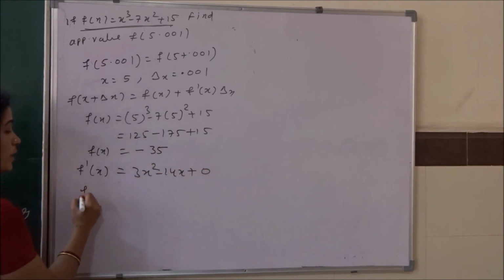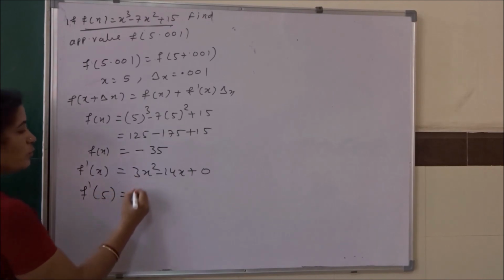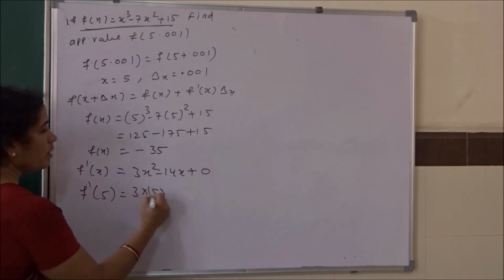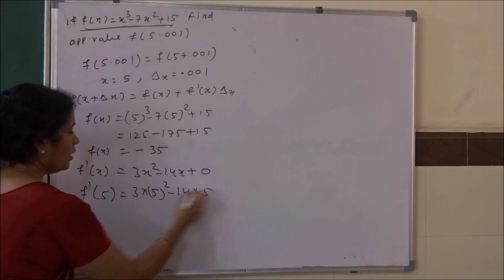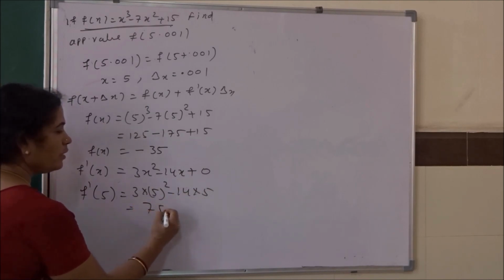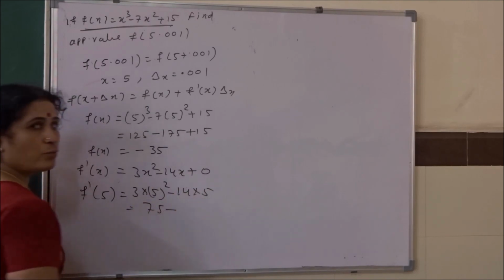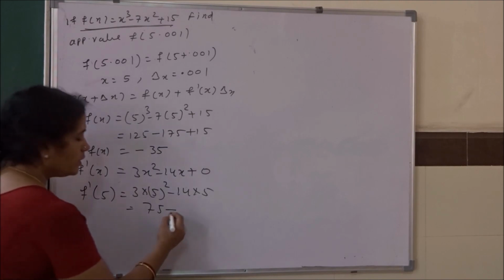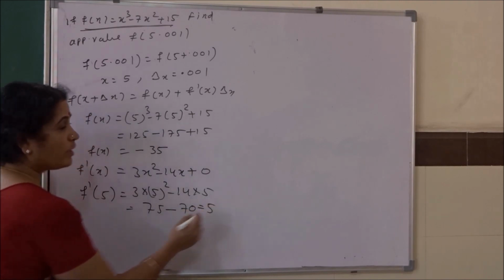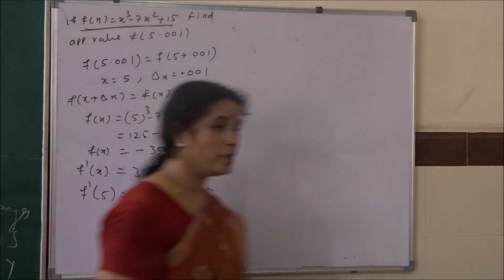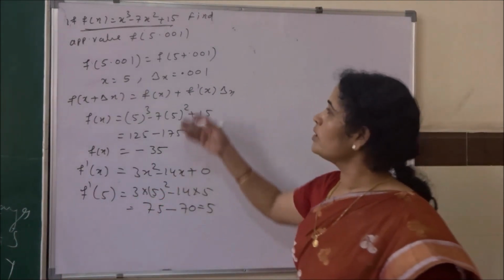Now replace x by 5, so that is equal to 3 into 5 square, and then minus 14 into 5. Now that is equal to 75, 14 5s are 70. 75 minus 70, now that is equal to 5. Am I correct? Calculation again I am saying you should take care. Okay, fine. Now what is the final formula?